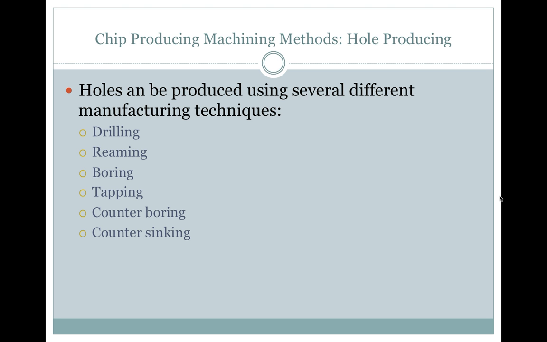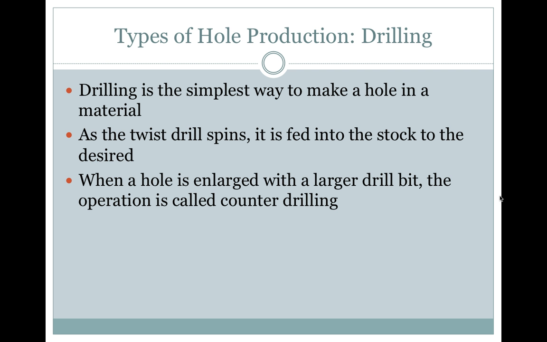Hole producing. Holes can be produced using several different manufacturing techniques: drilling, reaming, boring, tapping, counterboring, or countersinking. Drilling. Drilling is the simplest way to make a hole in a material. As the twist drill spins, it is fed into the stock and cuts the desired shape. When a hole is enlarged with a larger drill bit, the operation is called counter-drilling.